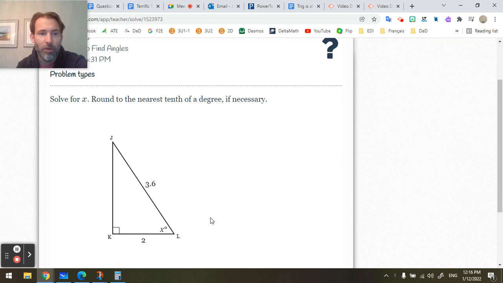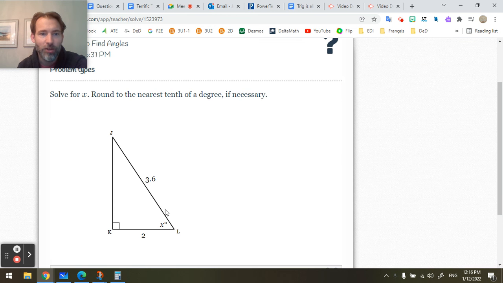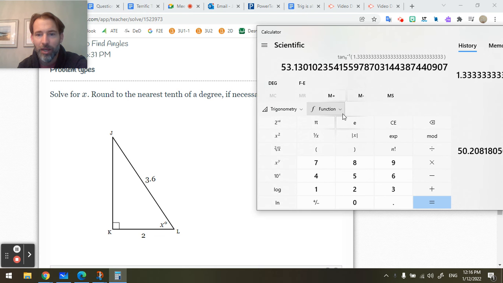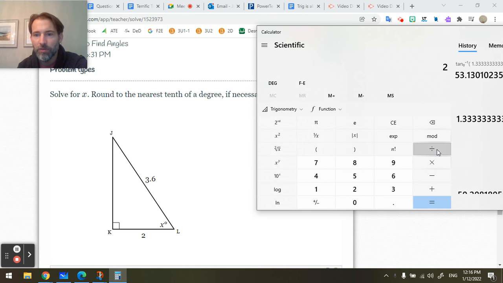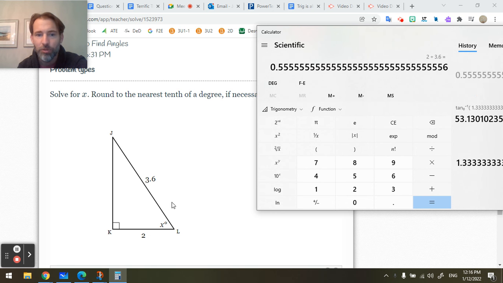Okay, I go in here. I want to solve for x. x is an angle, and I need to round to the nearest tenth of a degree. This is the hypotenuse. This is the adjacent. So I know that 2 divided by 3.6 is equal to the cosine of this angle here, okay? So this is going to be a cosine that equals 0.55. So I go in here, trigonometry, take the second function cosine, and that tells me that's angle 56.2 degrees. And it says round to the nearest tenth of a degree.